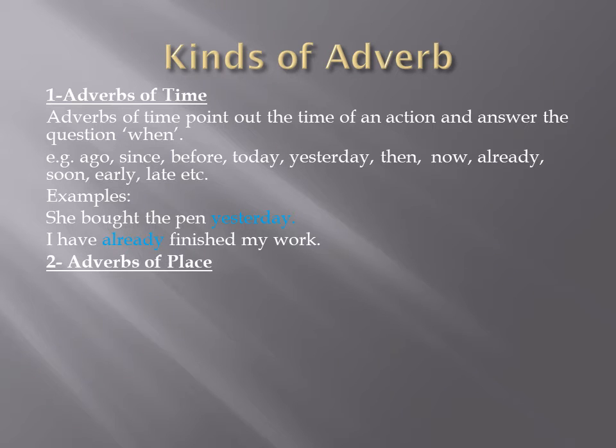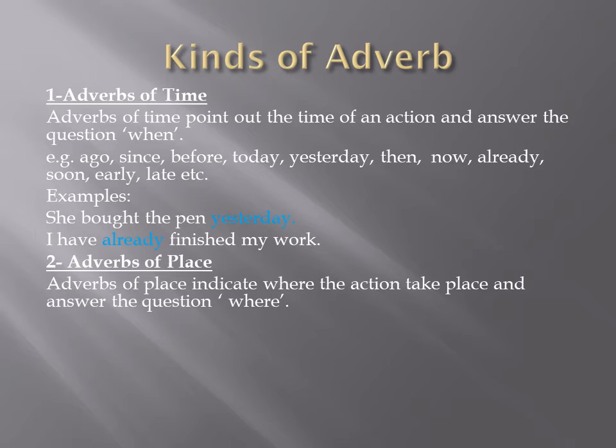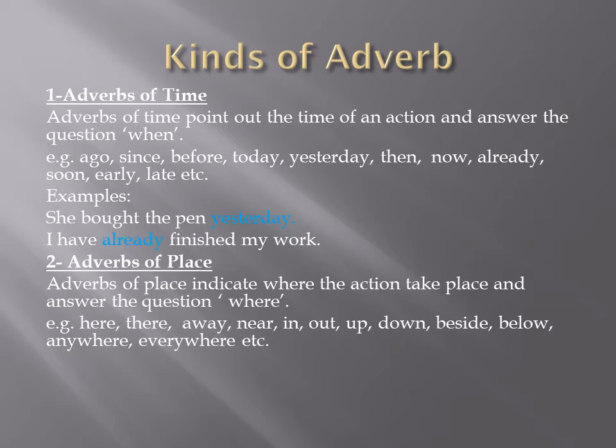Number 2 is adverbs of place. Adverbs of place indicate where the action takes place and answer the question where. If adverbs of time tell us when the action takes place, adverbs of place tell us where the action takes place. For example, here, there, away, near, in, out, up, down, beside, below, anywhere, everywhere.